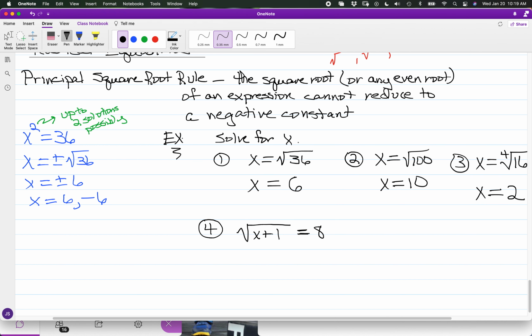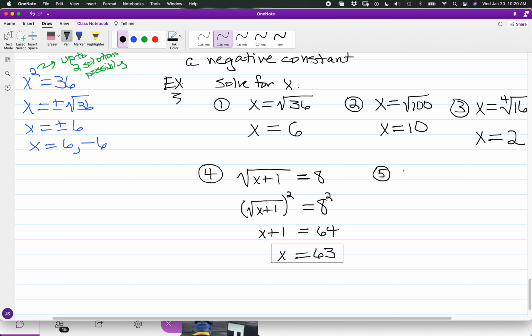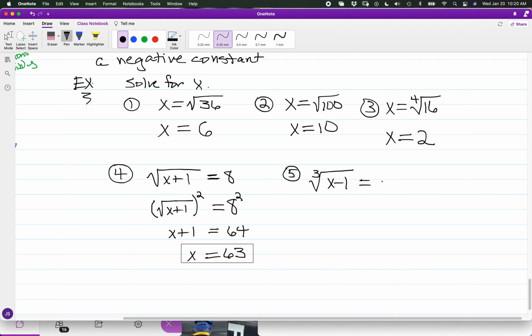And if we have, let's say, something like the cubic root of x minus 1 is equal to 4. Okay, so you have the cubic root of x minus 1. So you have an odd root in this particular case.